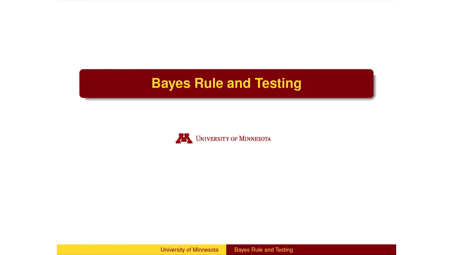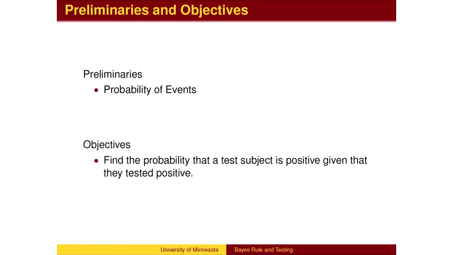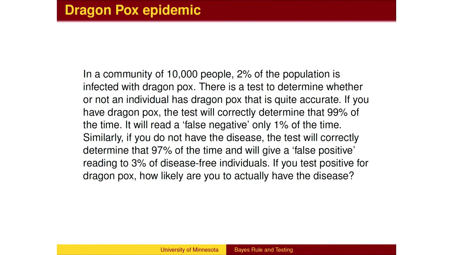Bayes' rule and testing. You should be familiar with finding the probability of events in a variety of ways. In this lesson, we will find the probability that a test subject is infected with a certain disease given that they tested positive. Here is the standard problem.